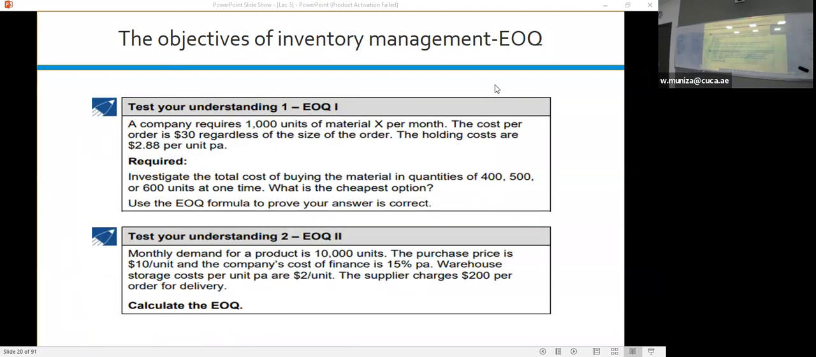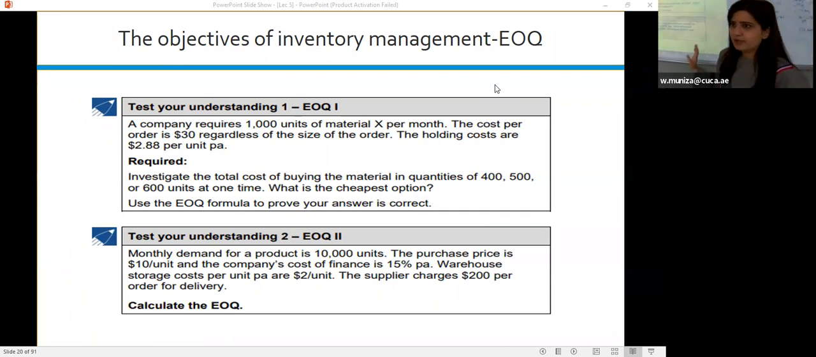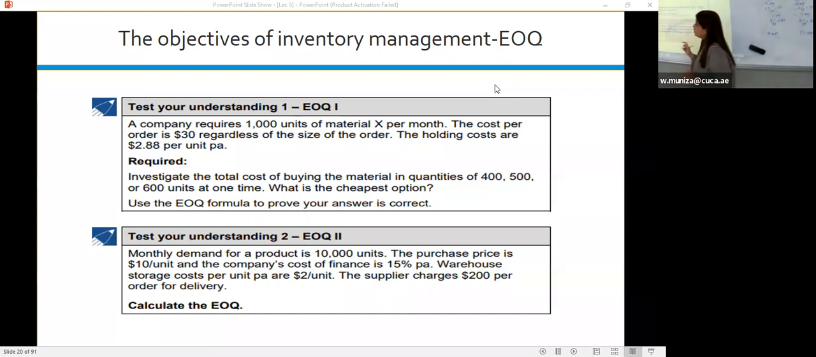Okay, now understanding number 1. Here in the first understanding, we are going to make sure that we are clear about the idea of EOQ. Requirement, as you can see: investigate the total cost of buying the material in quantities of 400, 500, or 600 units at one time. What is the cheapest option? So first, you are going to calculate individually for 400, 500, and 600 units, and then use the EOQ formula to prove your answer is correct.